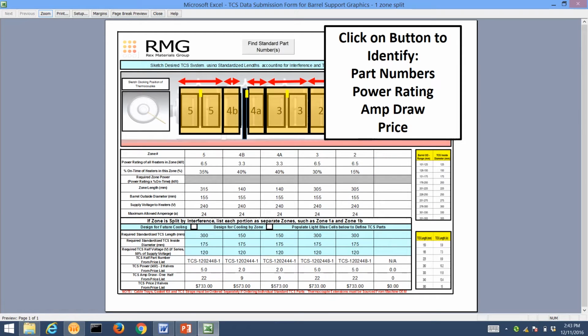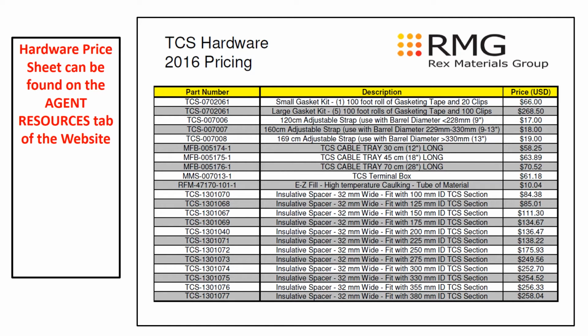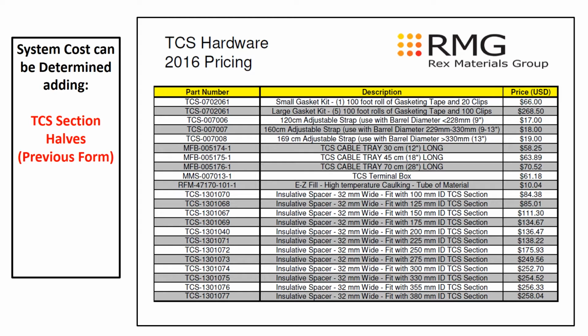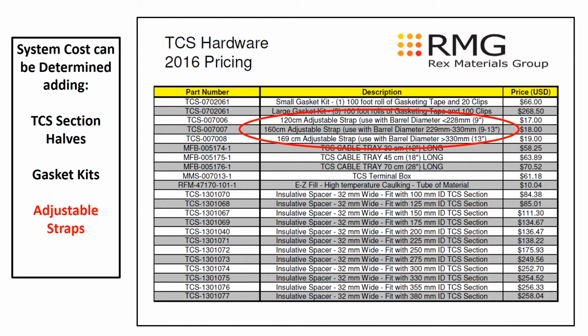Hardware, such as cable trays and straps, must be included in the quoted price to the customer, and the price sheets for the hardware can also be found on the agent resource page of the website. So the system cost will include TCS section halves, gaskets if needed, adjustable straps, and the cable tray. Recall that the gasket kit won't be necessary if you are not actually planning to order standard parts, but only using this process to create a quote.